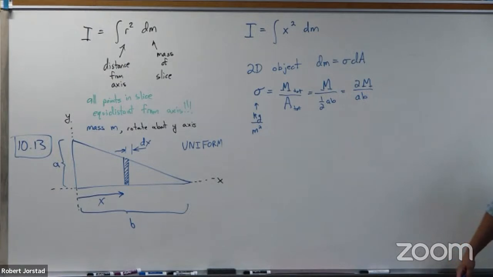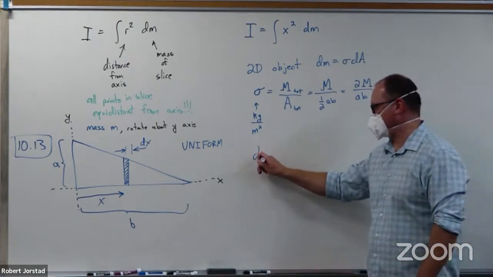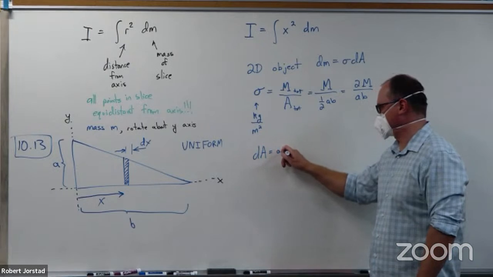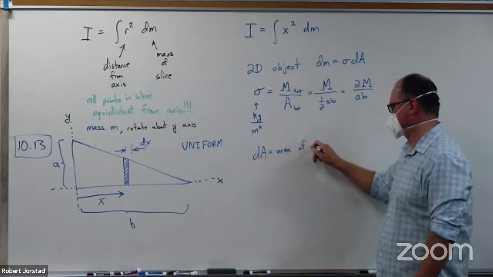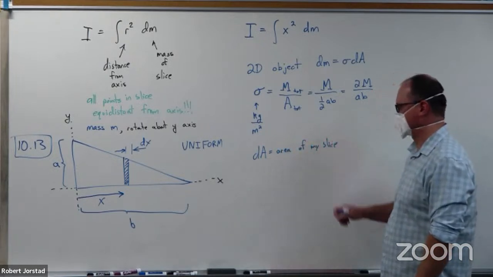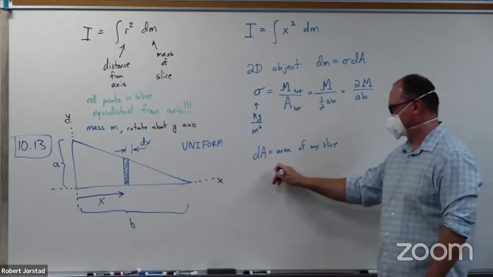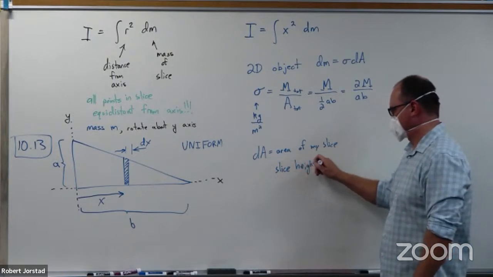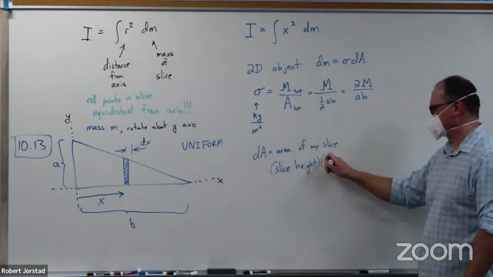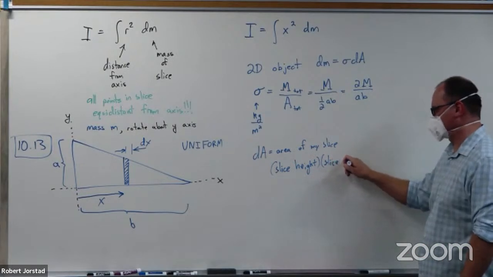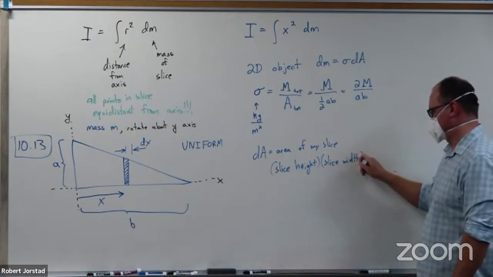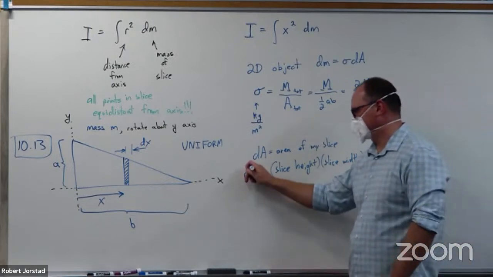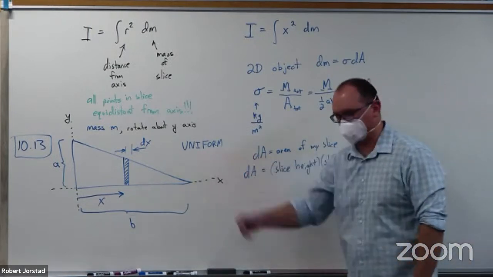All right. Now I know sigma. What's dA? dA means area of my slice. Well, that's going to equal slice height times slice width. Right? It's a rectangle, approximately.